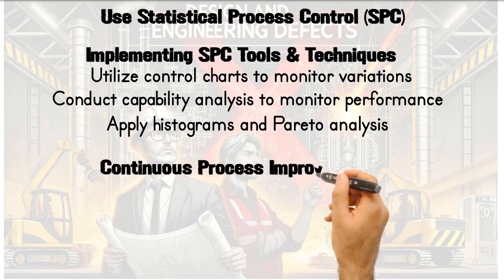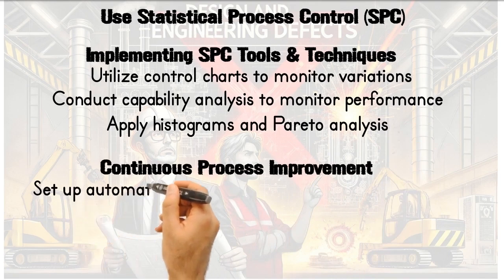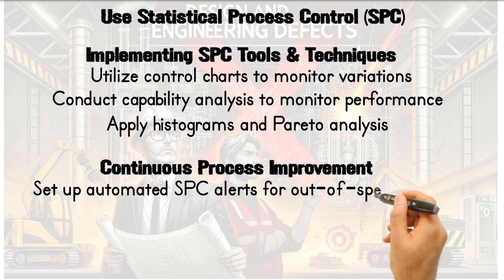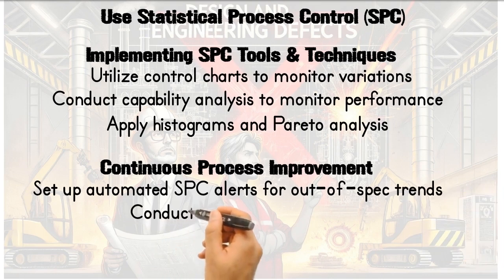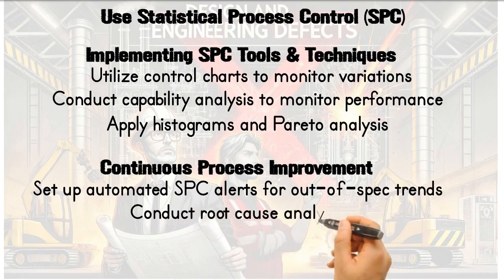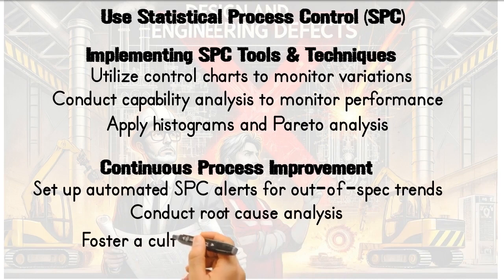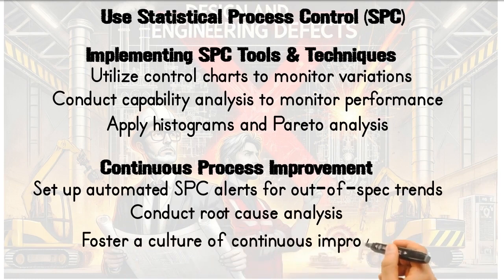The next step is continuous process improvement. Set up automated SPC alerts for out-of-spec trends. Conduct root cause analysis, RCA, when variations exceed control limits. Foster a culture of continuous improvement by regularly reviewing SPC data.